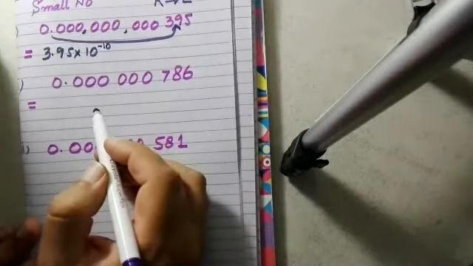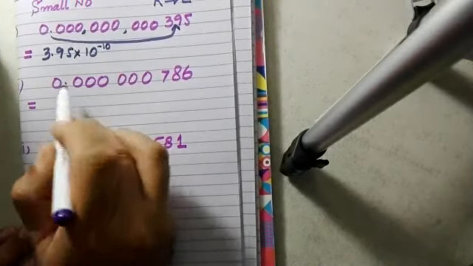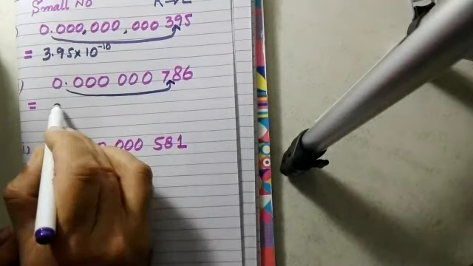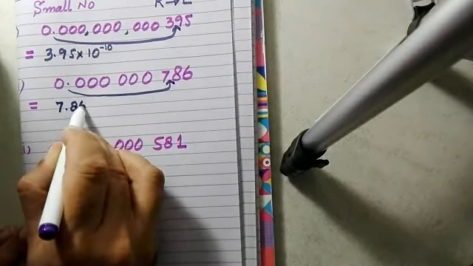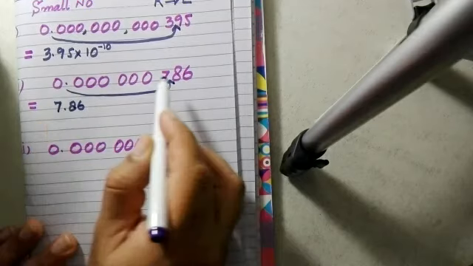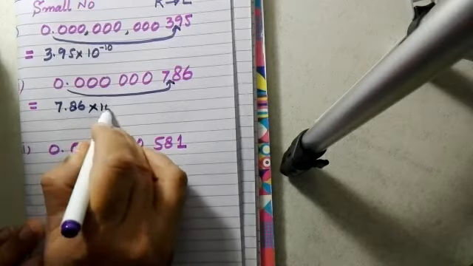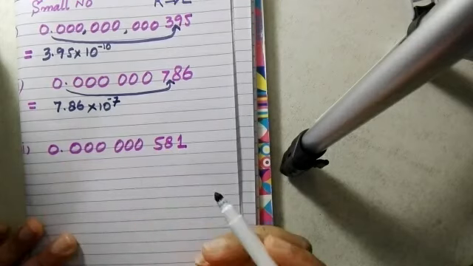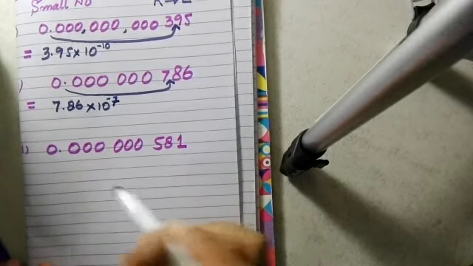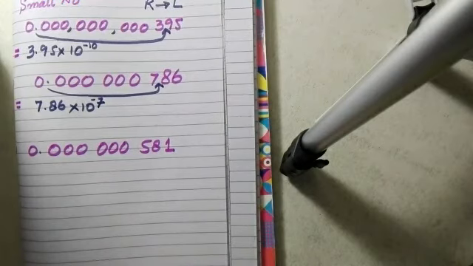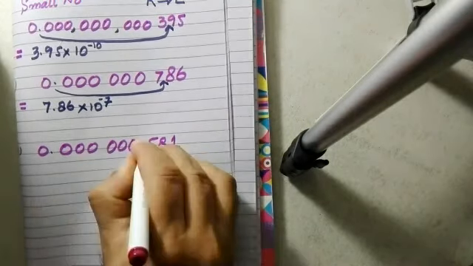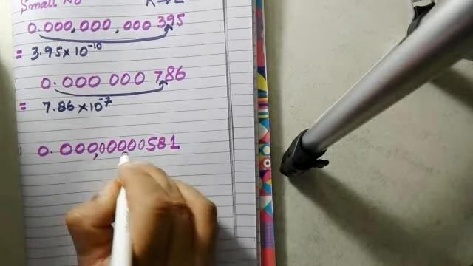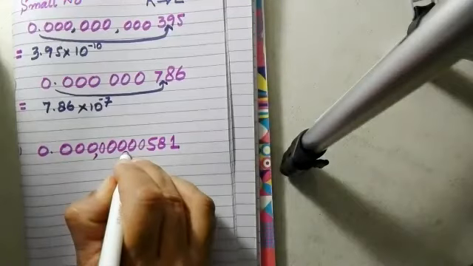And another example: shifting the decimal from this position towards this position will make it 7.86. But as we are moving the decimal from right toward left, it will be written as 10 raised to power, 3, 6, and 1, minus 7. And finally, if we consider another example, just place another 0 right here. You can convert it into this sort of format.